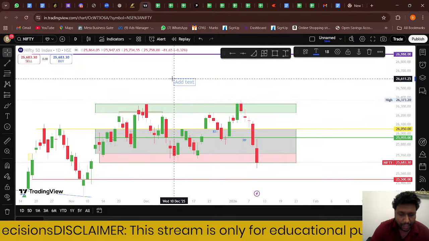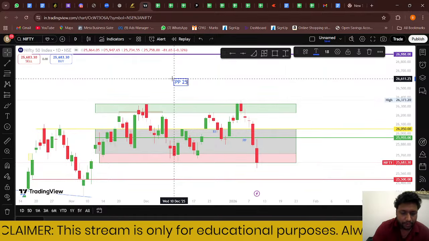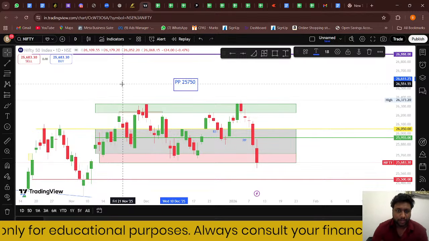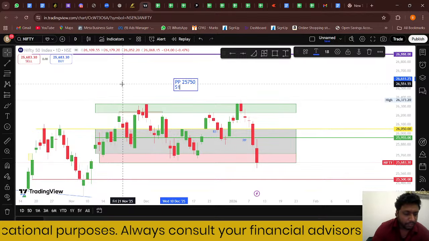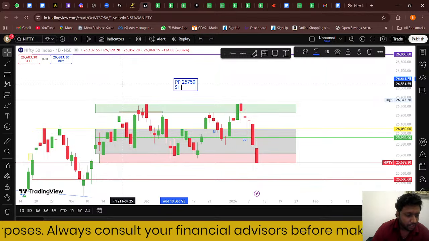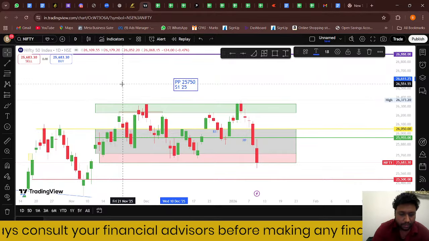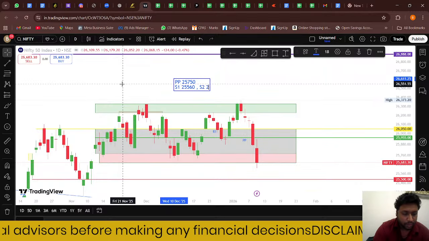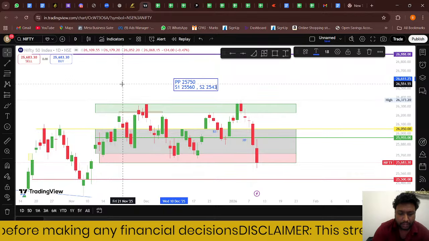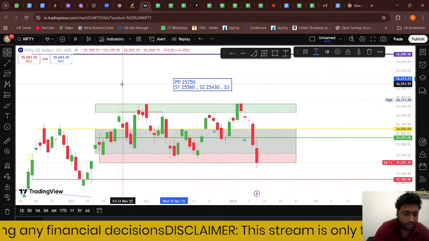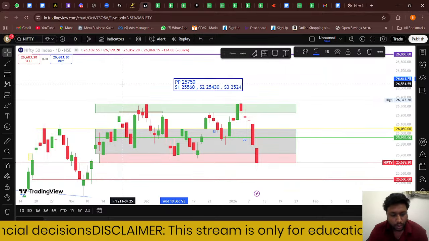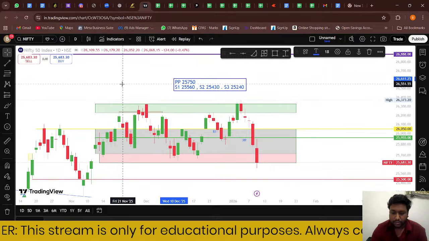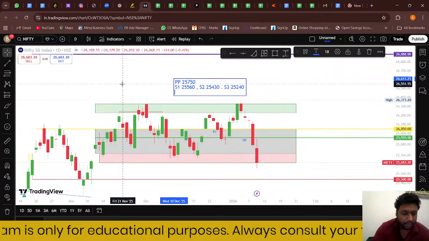So Nifty has its pivot level today at 25,750. So we came back again to lower levels. With respect to the pivot line, support one lies at 25,560. Support two comes at 25,430 and support 3 at 25,240. So these are the three support levels with respect to the pivot line for Nifty today.